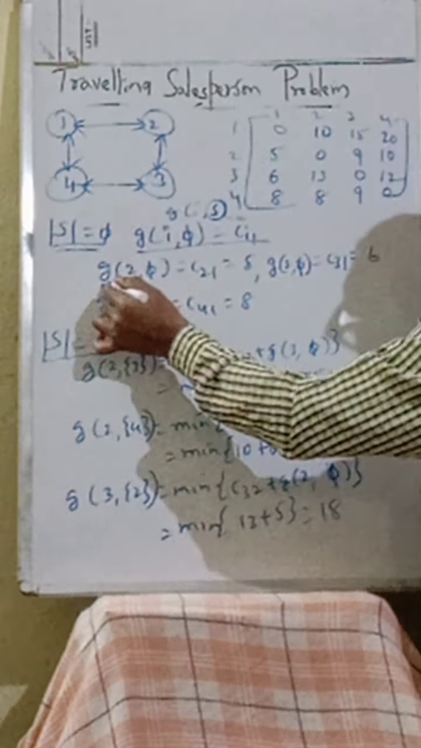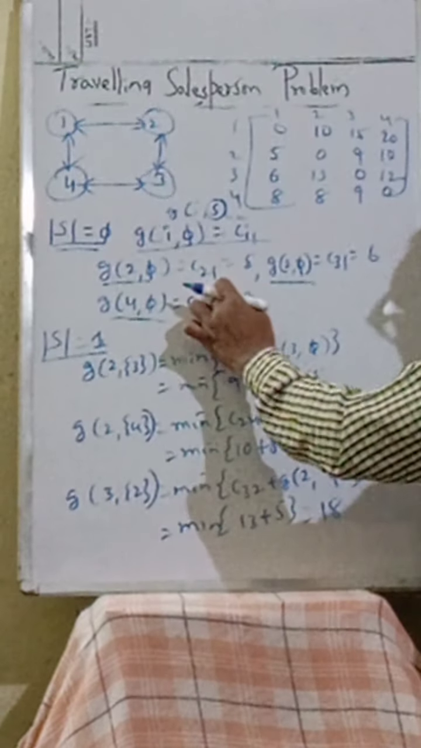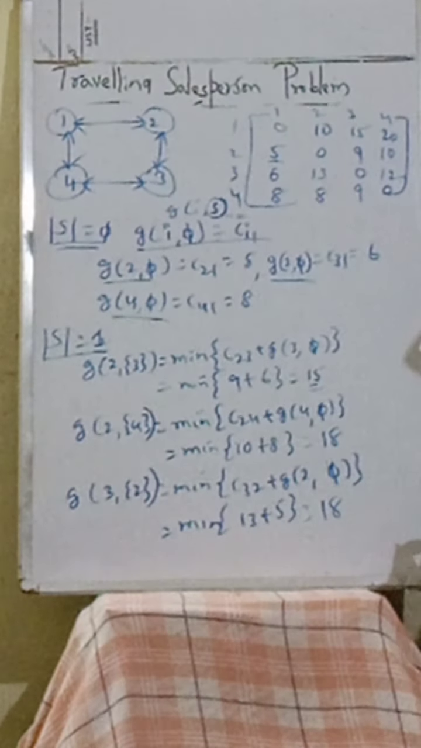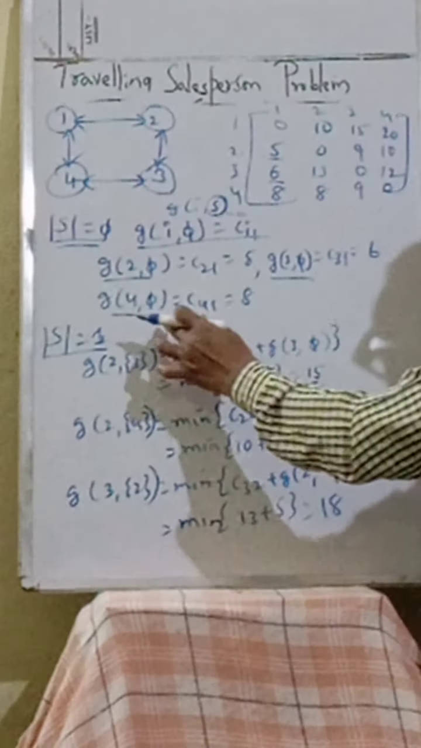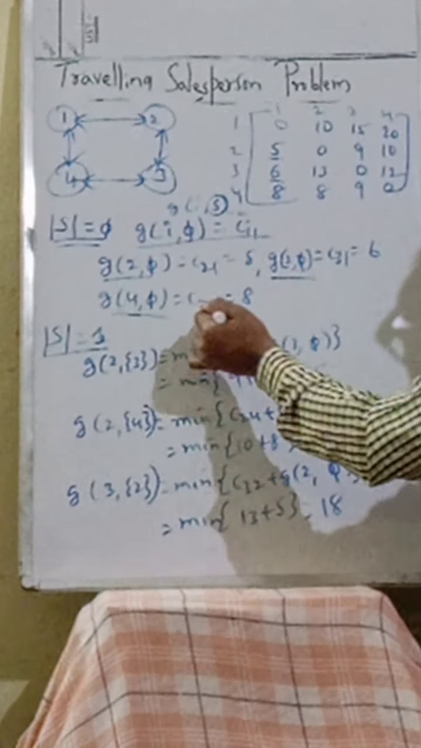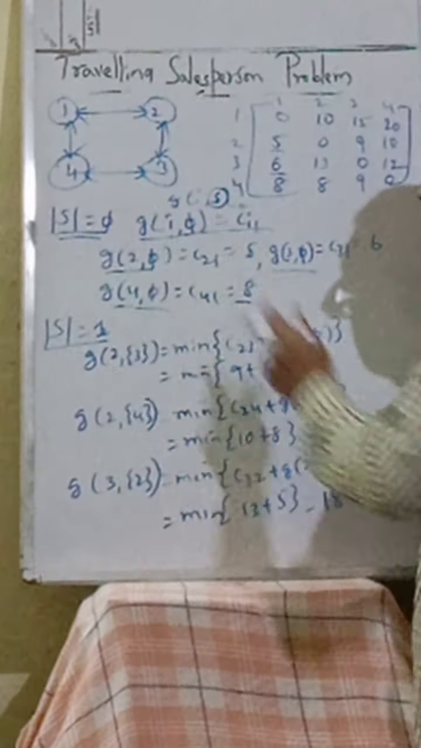Now G of 2 comma 5, G of 3 comma 5 and G of 4 comma 5 you are supposed to calculate. What is G of 2 comma 5? G of 2 comma 5 is C21. What is C21? 5. G of 3 comma 5 is C31. What is C31? 6. And G of 4 comma 5 is C41, because all these are edge costs. C41 is 8.